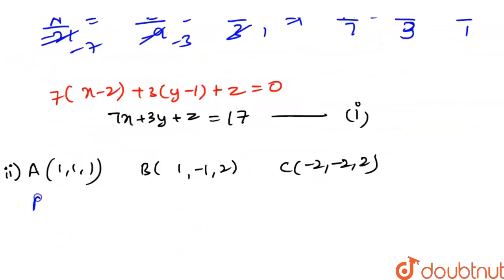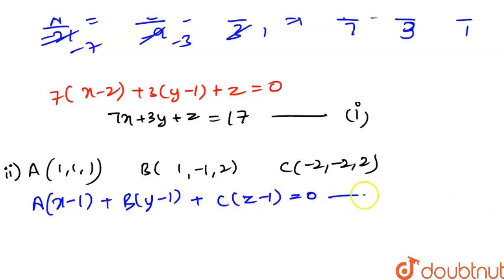So here the general equation will be a times of (x minus x1). So a times of (x minus 1) plus b times of (y minus 1) plus c times of (z minus 1) is equal to 0, right? This is our first equation for this part.